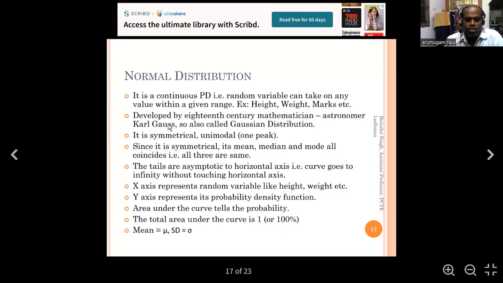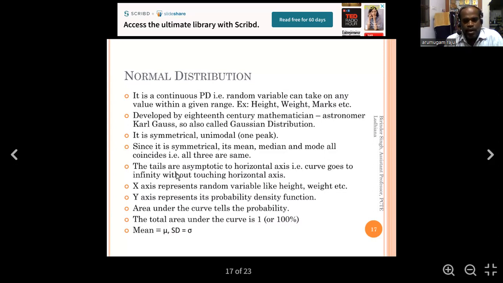The normal distribution was developed by the 18th century mathematician and astronomer Carl Gauss, so it is also called Gaussian distribution. So the normal distribution is also known as Gaussian distribution. It is symmetrical, unimodal, and it has one peak. Since it is symmetrical, its mean, median, and mode coincide. That is, all three are the same.